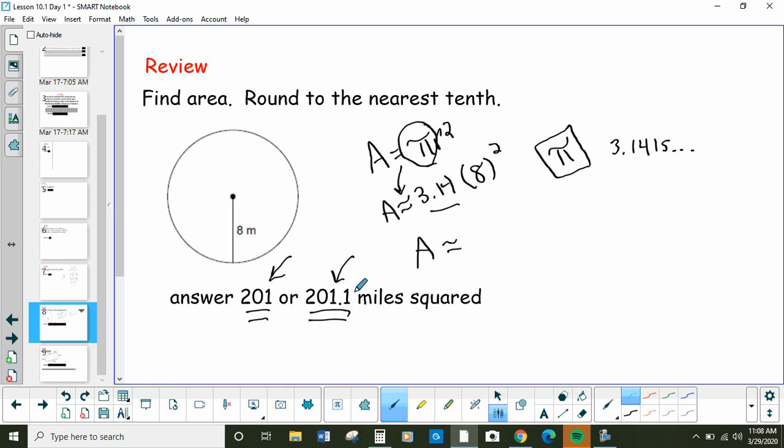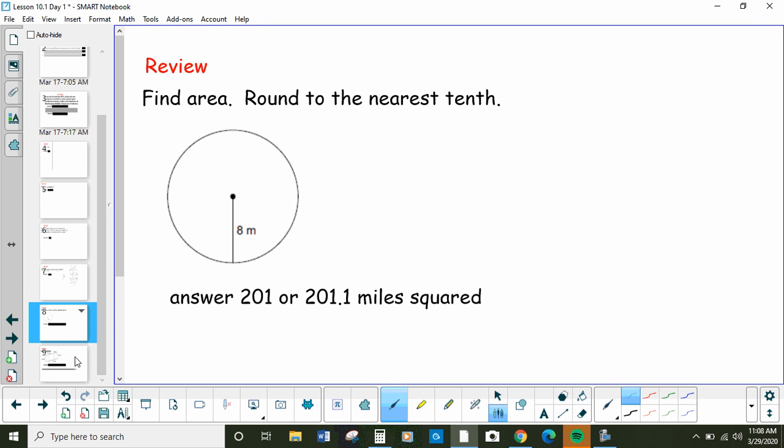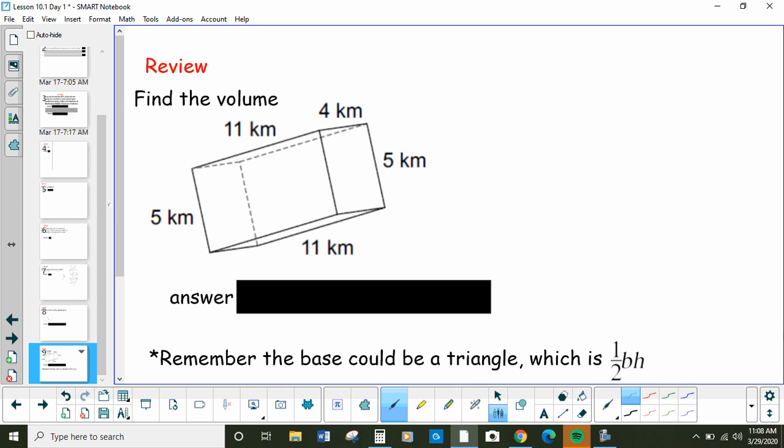Okay, so that's why if I had 201.1 and I saw 201 and none of the answers were even close to 201, I would pick that one. And that would just mean that I used my pi button instead of 3.14. So both of these answers are correct. Close is good enough when it comes to pi. All right, our last review problem that you will see on the next test. Go ahead and pause the video and try this now.